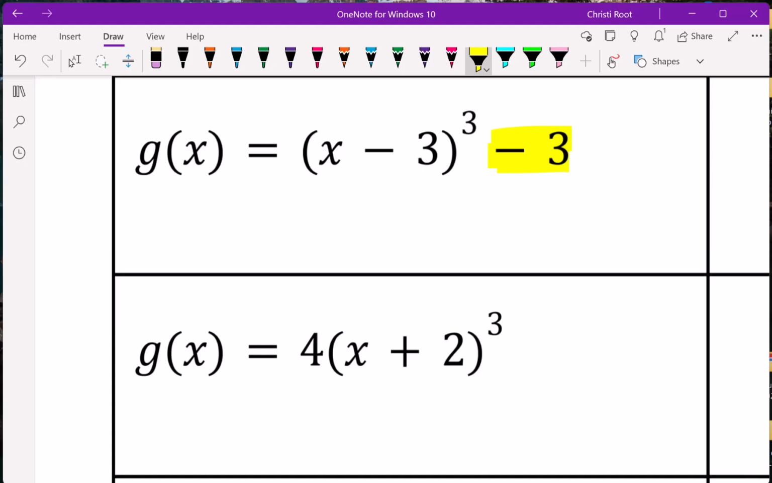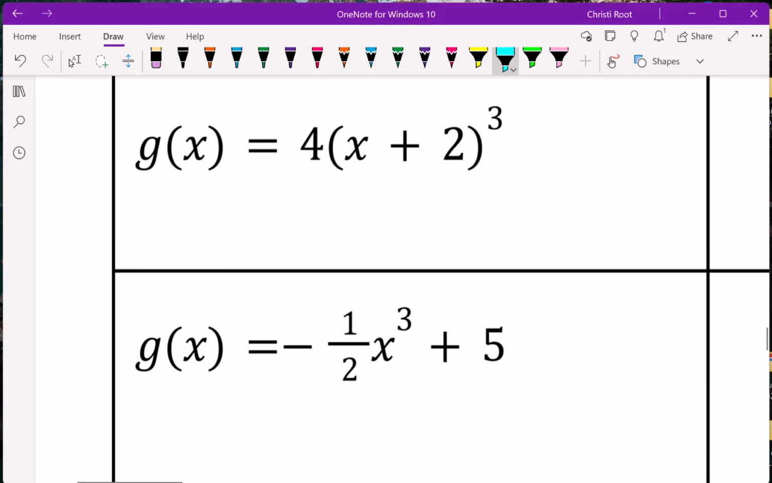Got a -3 here. What else? -3, but it's inside. All right, I don't see anything else in that one. So let's go to the next one. I've got a 4 here. Looks like I'm multiplying by 4. And then I'm going to add 2 right here.